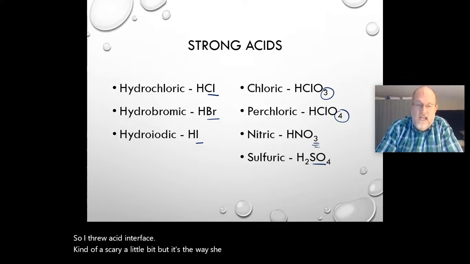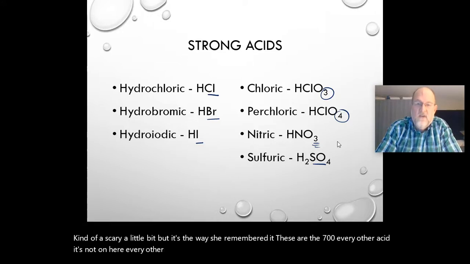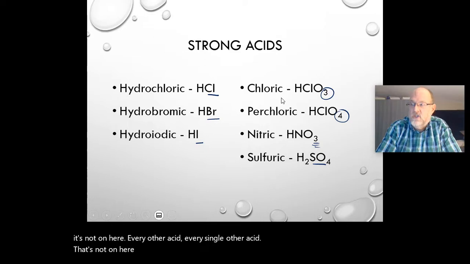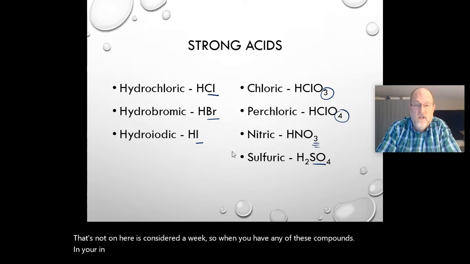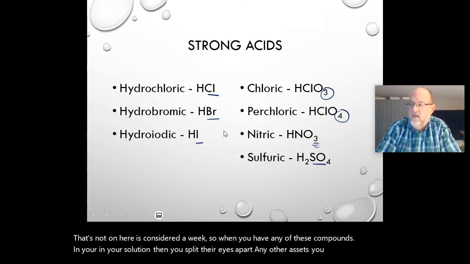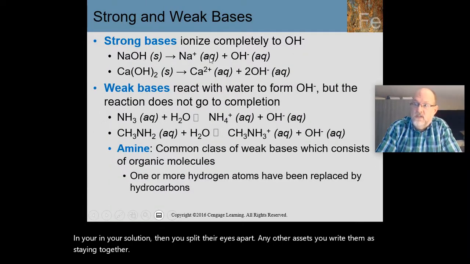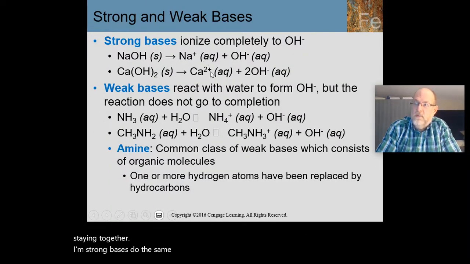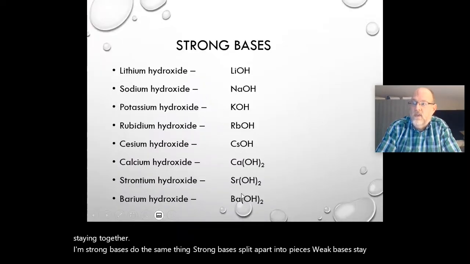These are the 7. Every single other acid that's not on here is considered weak. So when you have any of these compounds in your solution, you split their ions apart. Any other acids, you write them as staying together. Strong bases do the same thing. Strong bases split apart into pieces. Weak bases stay together. So here are the strong bases.